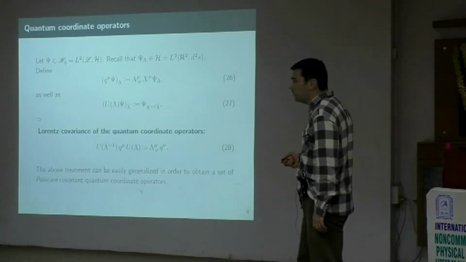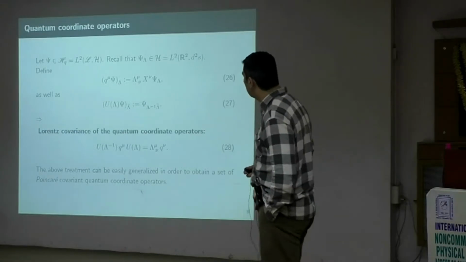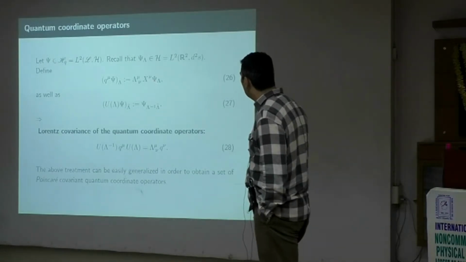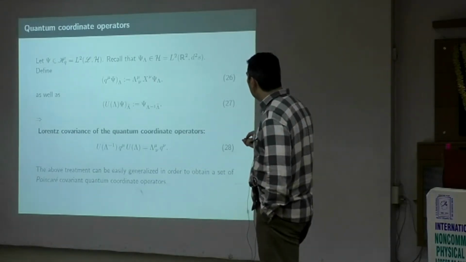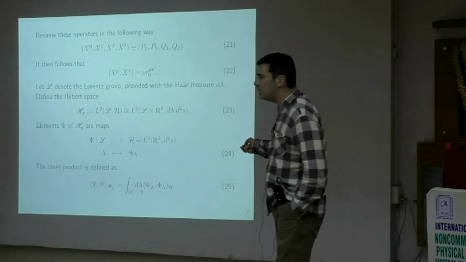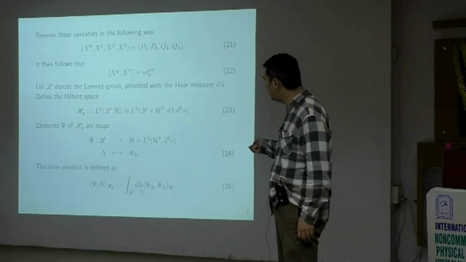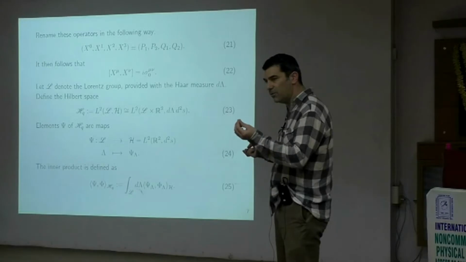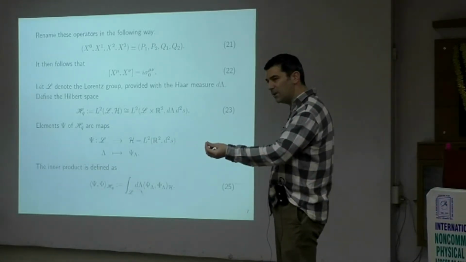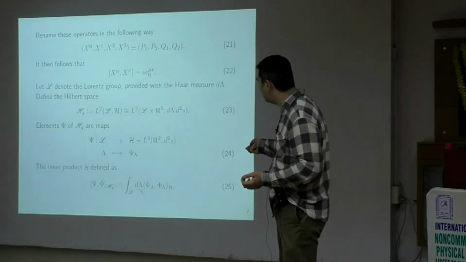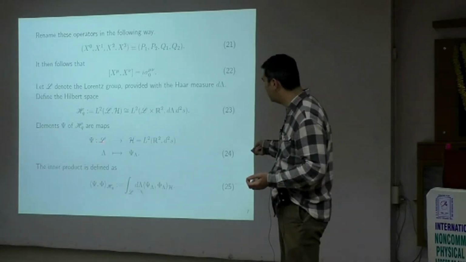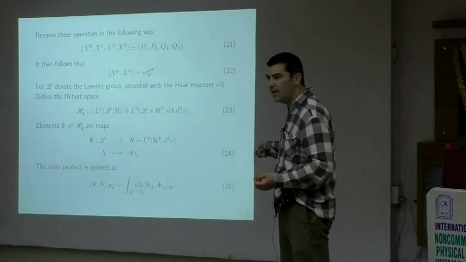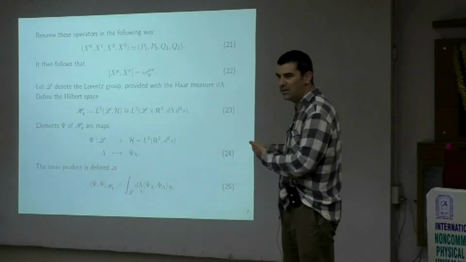In equation 26, what is psi lambda on the right hand side? Here I am defining this Hilbert space. So an element in this Hilbert space is a function going from the Lorentz group to the Hilbert space of the oscillators. So when I evaluate it at the point lambda, I get not a number, but a vector in the Hilbert space of the oscillators.